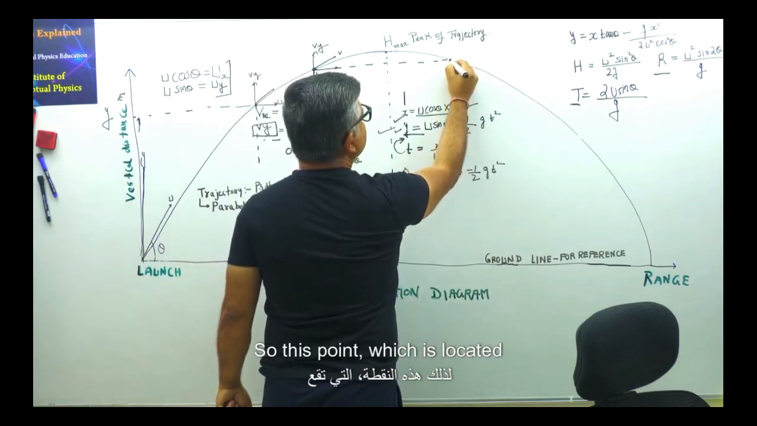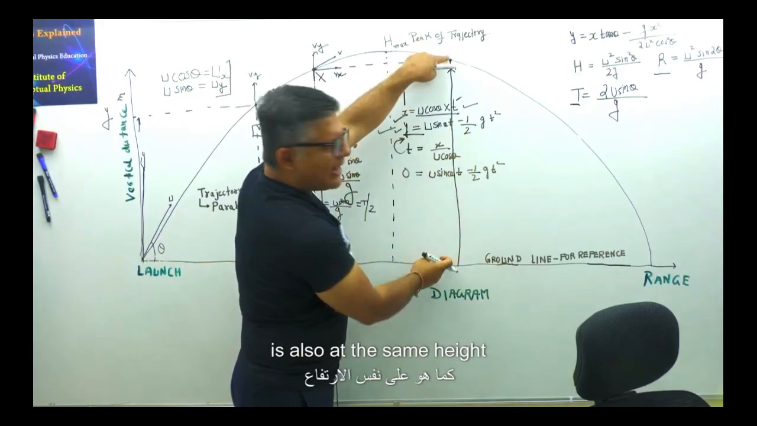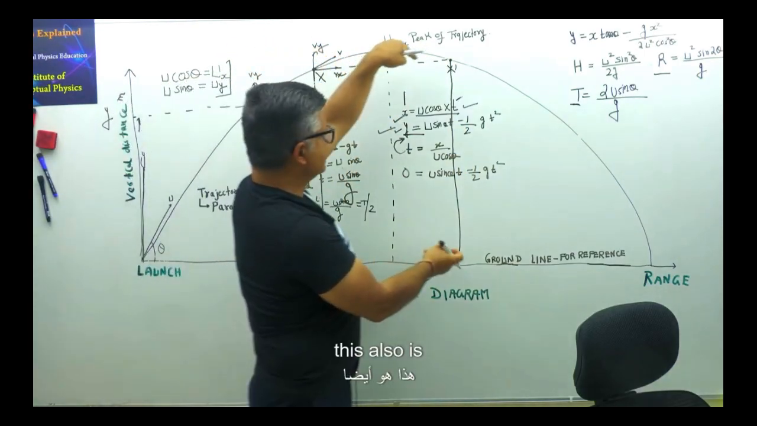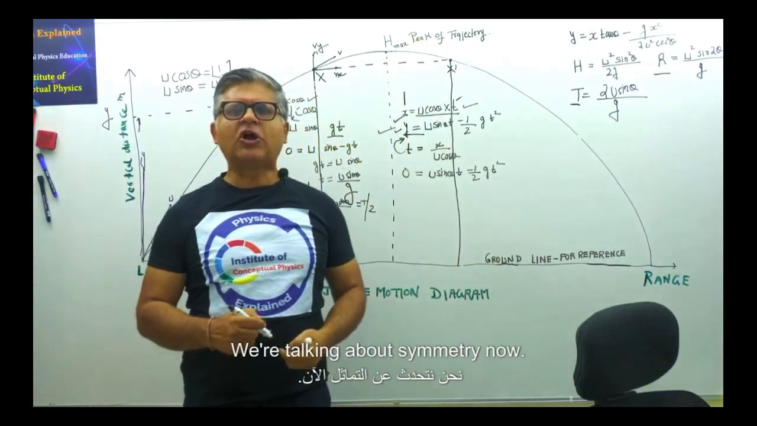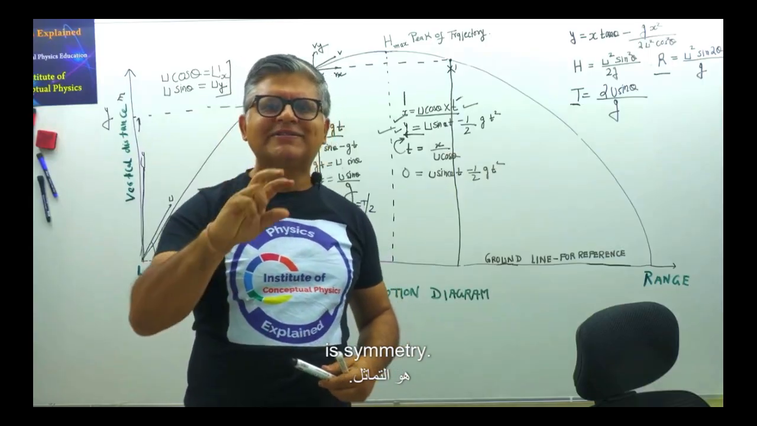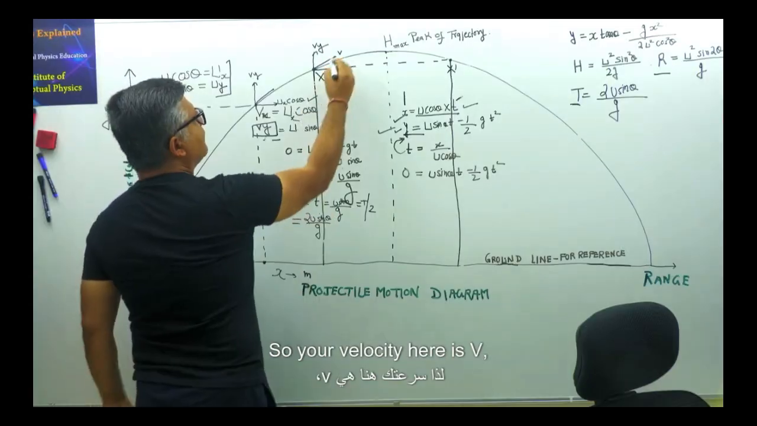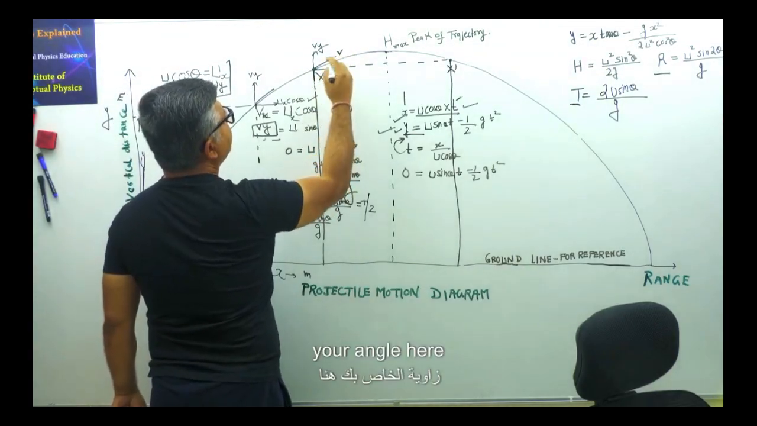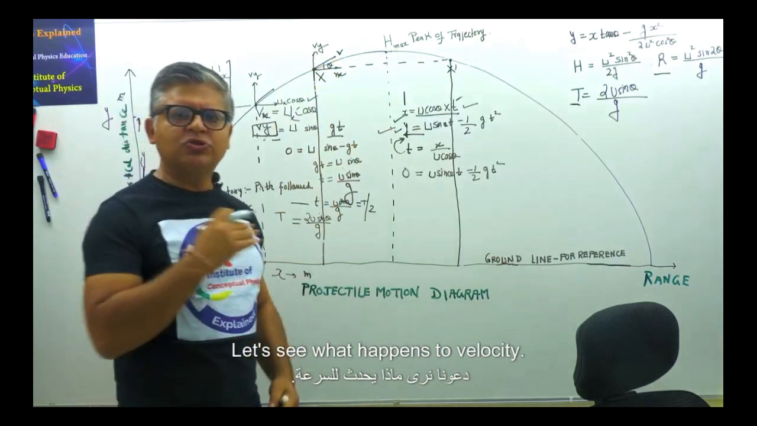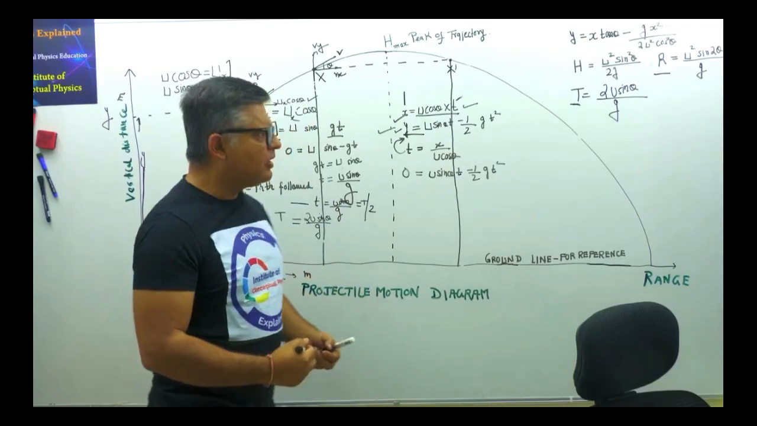So this point, which is located symmetrically, is also at the same height as this point. If this height is 5 meters, this also is 5 meters. We're talking about symmetry now. My emphasis of this part of the video is symmetry. And now see what happens. So your velocity here is v, your angle here is, say, with the horizontal theta, right? Let's see what happens to velocity. Does the velocity mimic? Let's see how it mimics.